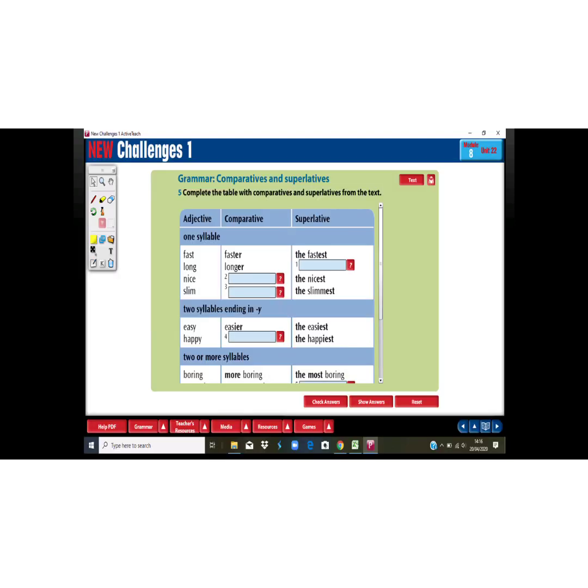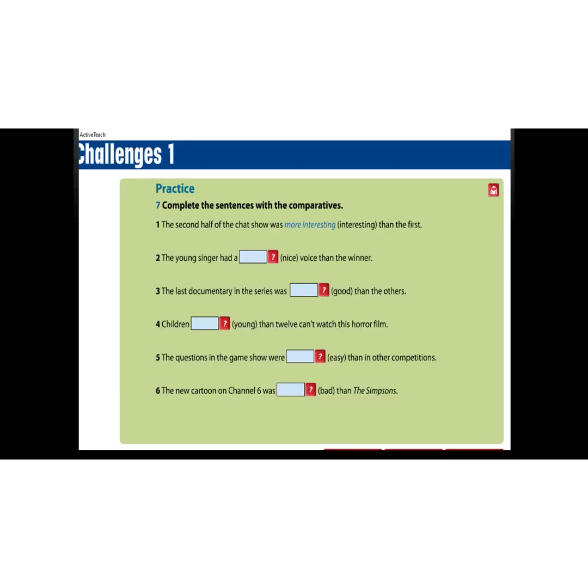Well, class, now take a look at your textbook. Open Module 8, Unit 22, Exercise 5. Complete the table with comparative and superlative from the text. Number 1 is the example: fast, faster. Then take a look at exercise 7. You must complete the sentences with the comparatives. There are 6 numbers. Number 1 has been done. It is for the example.